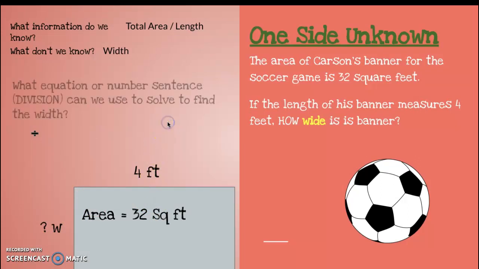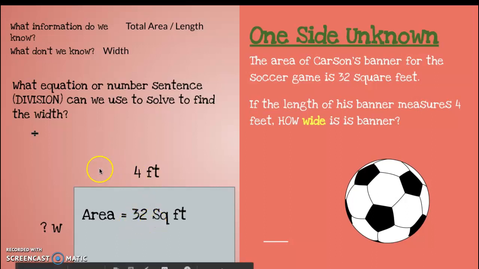So how can we figure this out together? What equation or number sentence can we use to find the width? Well, I gave you a big clue right here. We can use division to figure out our width. We only have 2 numbers, but we need to make sure we divide them correctly. So we're going to divide our square area by our length, and that is going to give us 8. So we now know that the missing width is 8, because if we multiply 8 times 4, we get 32.